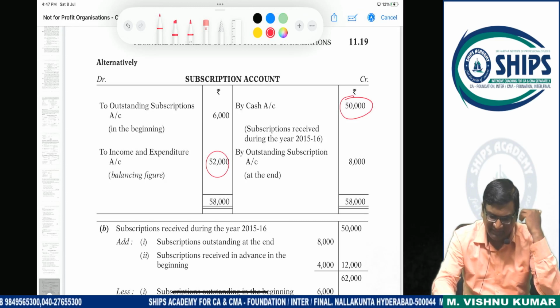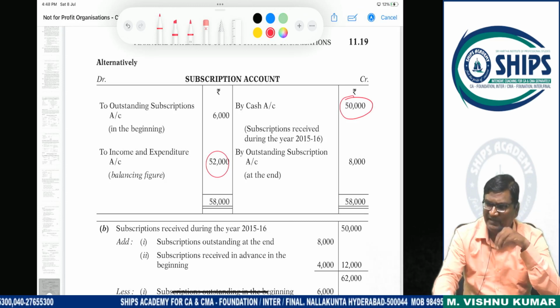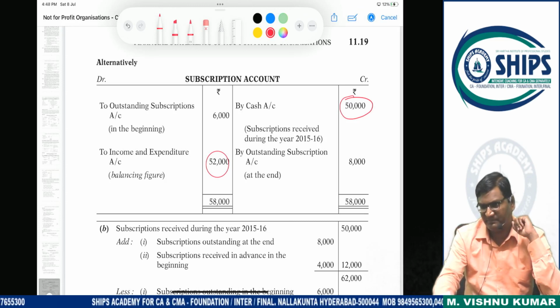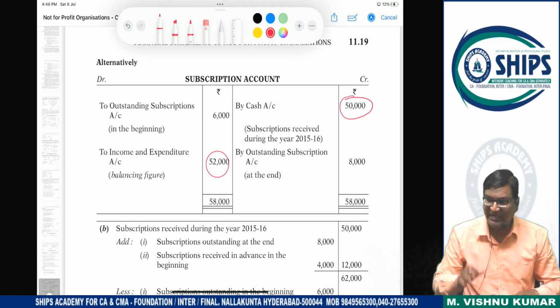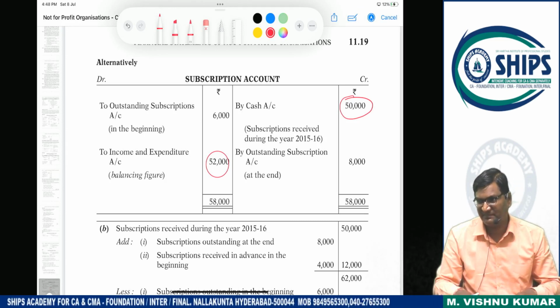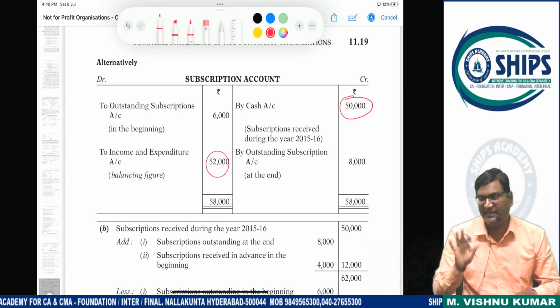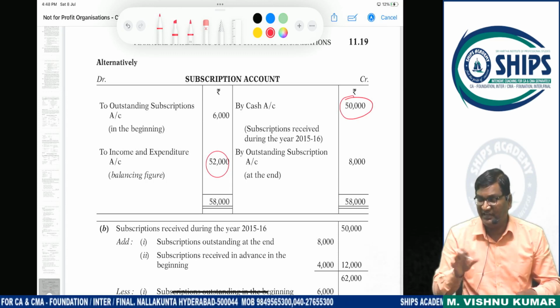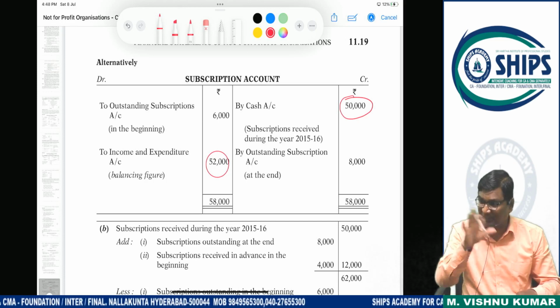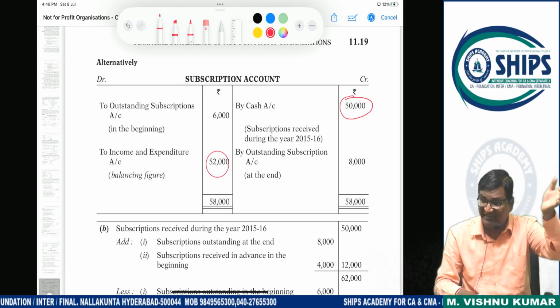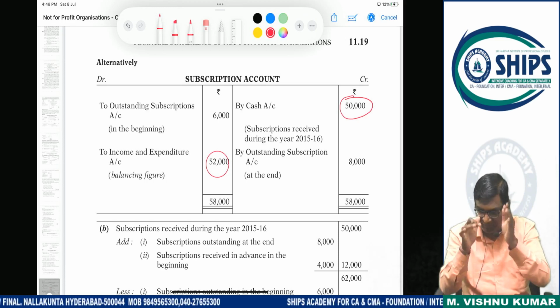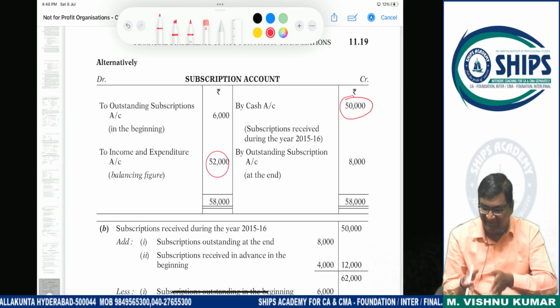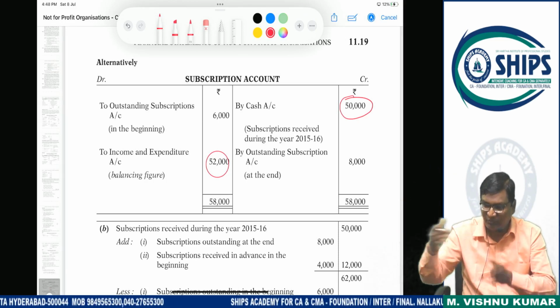So very simple. Some students will learn subscription in a different way also. Listen to how they learn. Outstanding for current year will be plus. Outstanding for previous year will be minus. Received in advance in previous year is plus, because in the previous year it was received in advance for this year. So that is relating to which year? This year. So plus. Received in advance this year is for next year. So minus.